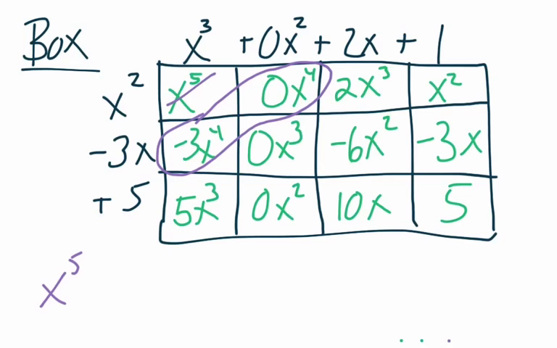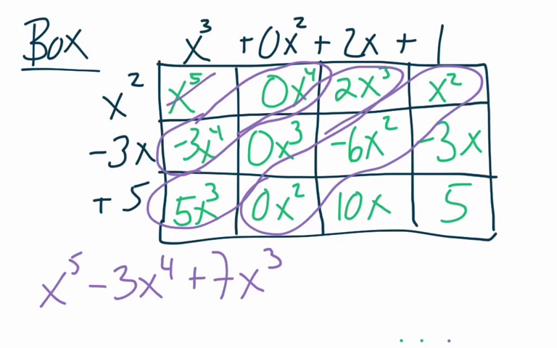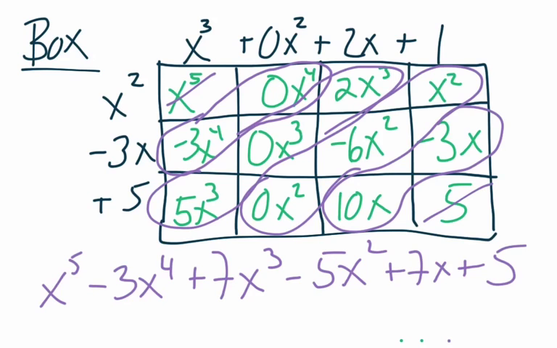If we didn't have that other column, the like terms would be a little more jumbled in the box. So negative 3x to the 4th plus 0x to the 4th is negative 3x to the 4th. And notice that holding the x to the 3rd place enables all the x to the 3rds to be right on that diagonal. So we have 5x to the 3rd plus 0x to the 3rd plus 2x to the 3rd, which is 7x to the 3rd. 0x squared minus 6x squared plus x squared is negative 5x squared. Then 10x minus 3x is 7x. And the 5 is by itself in the other corner.